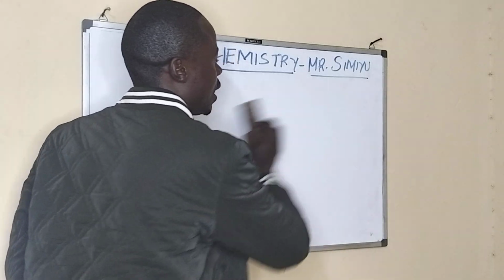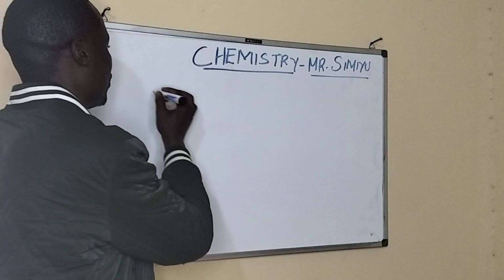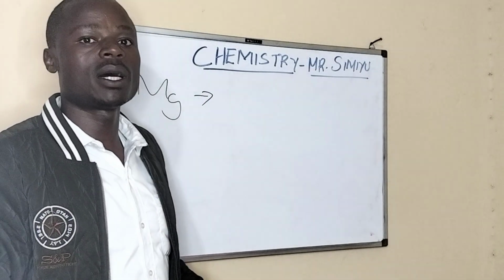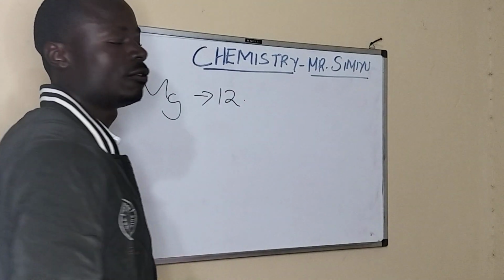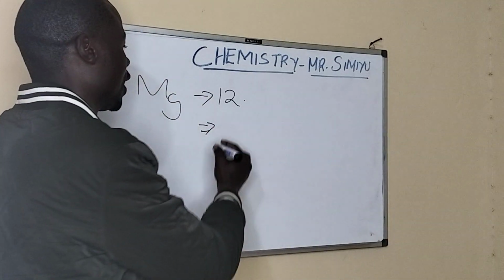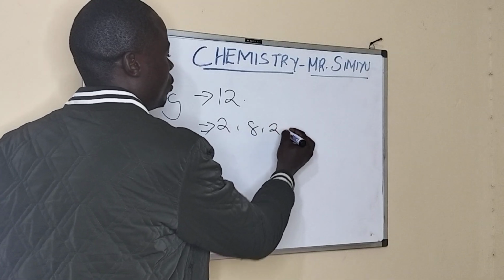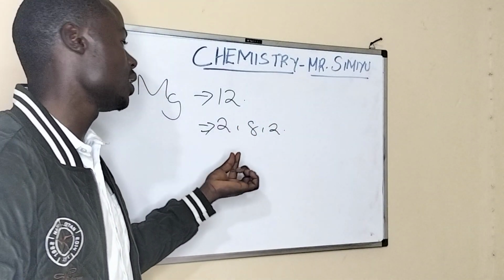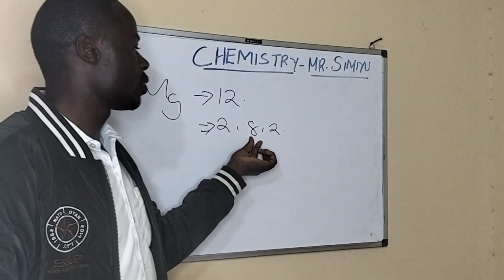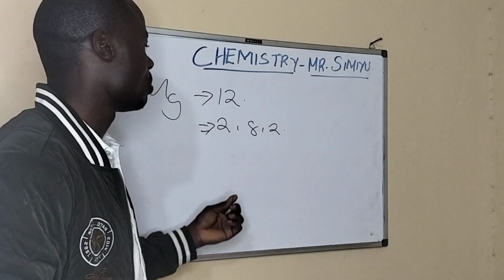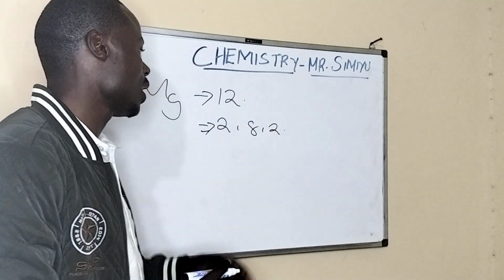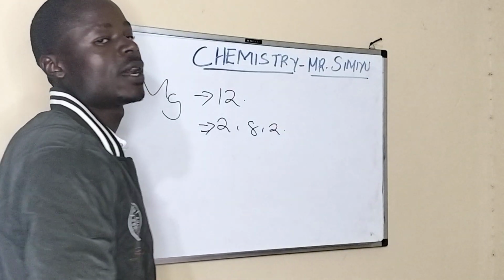I may take an example of any element. For example, I might take magnesium. Magnesium has an atomic number of 12. When we write the electron configuration of magnesium, we have 2:8:2. We have said that the first orbital or the first energy level should be occupied by a maximum of 2 electrons. The second energy level should be occupied by a maximum of 8 electrons, while the third and the fourth energy levels should also be occupied by a maximum of 8 electrons.